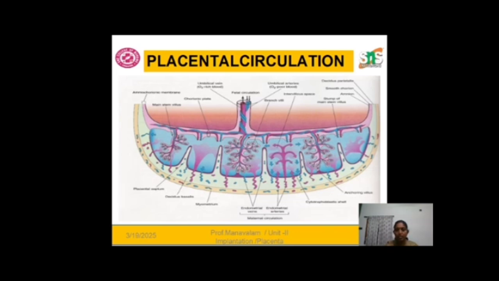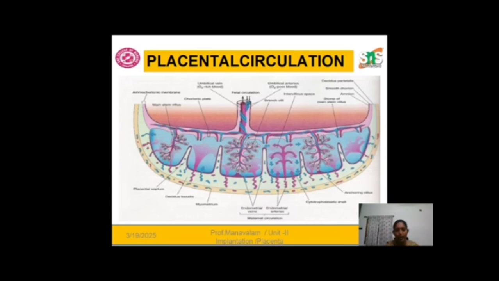These arteries erode into the decidua basalis and enter like a spiral structure into the intervillous space, pouring the blood like a fountain. That is called the maternal circulation. Maternal circulation mostly supplies the nutrients needed for the fetus. At the same time, it supplies oxygenated blood.